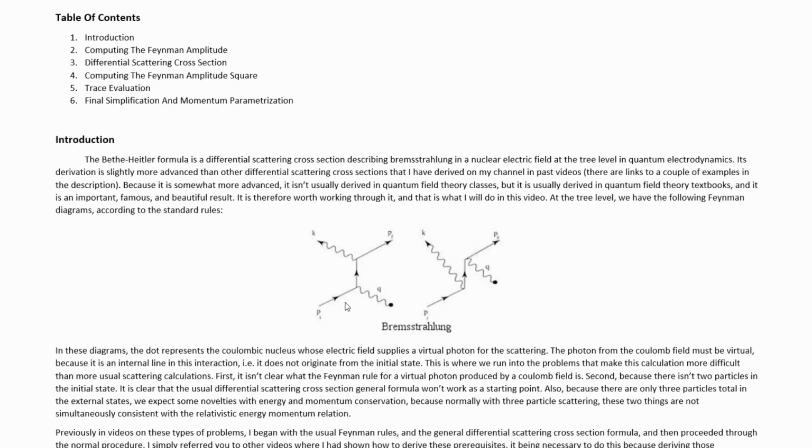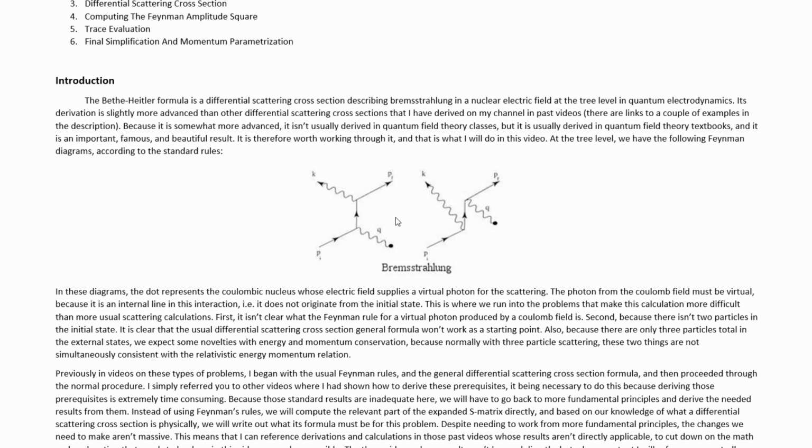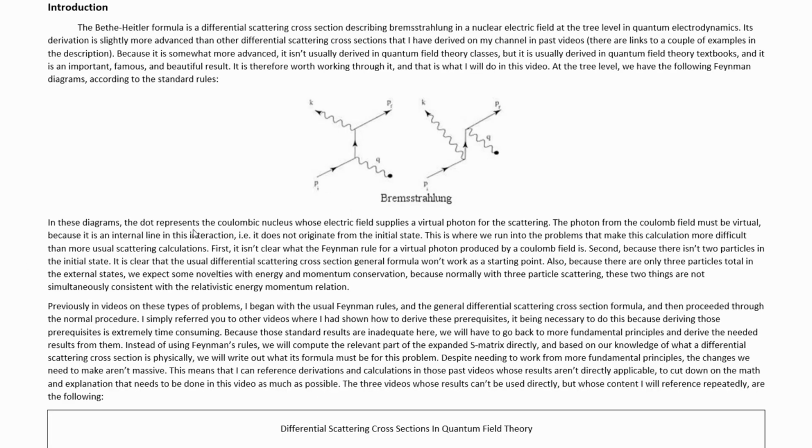At the tree level, we have two Feynman diagrams, which is normal for tree-level quantum electrodynamic scattering cross-sections. In these diagrams, the dot, that right there and that right there, represents the Coulombic nucleus whose electric field supplies a virtual photon for the scattering. The photon from the Coulomb field must be virtual because it is an internal line in this interaction, i.e. it does not originate from the initial state.